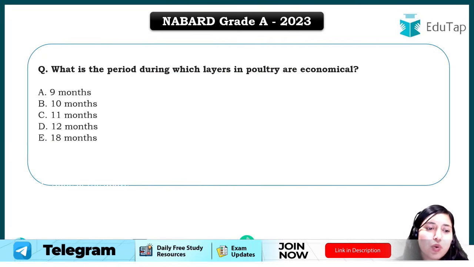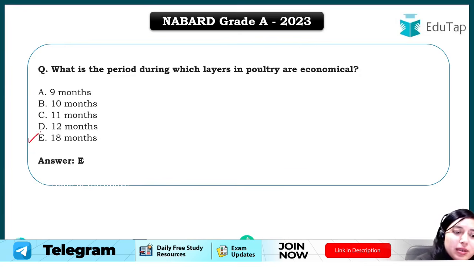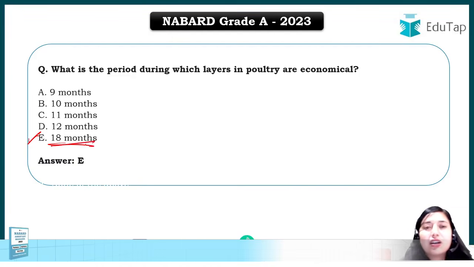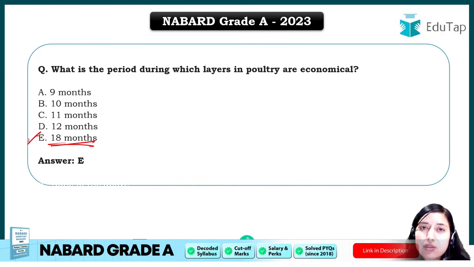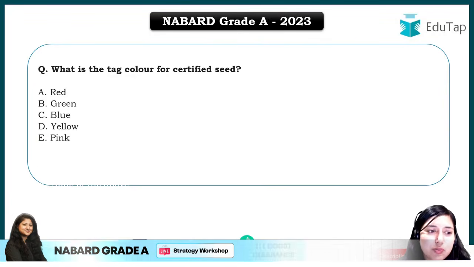Chalo, next question is, what is the period during which layers in poultry are economical? Again a question from poultry. So the answer for this question will be option E, 18 months. So basically the layers, the egg laying birds, are economical till 18 months, right? So with this, let's move ahead.